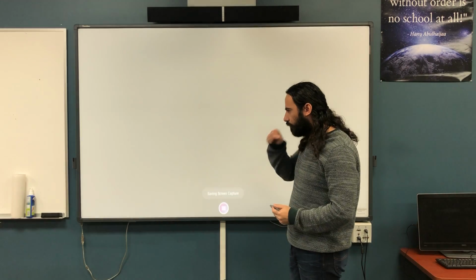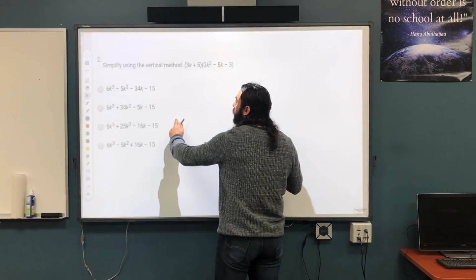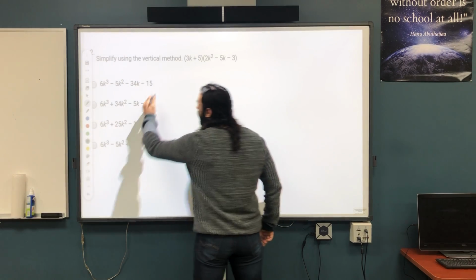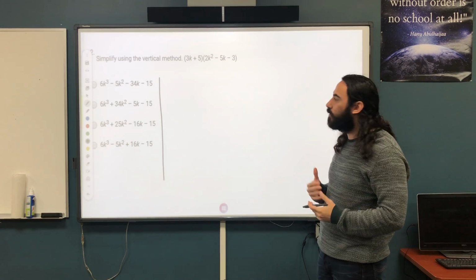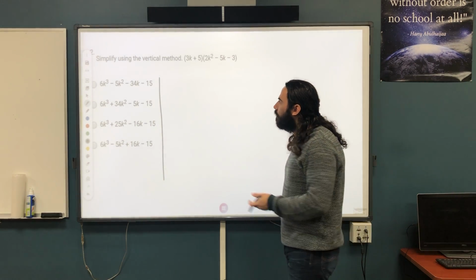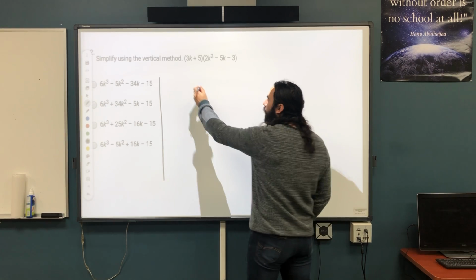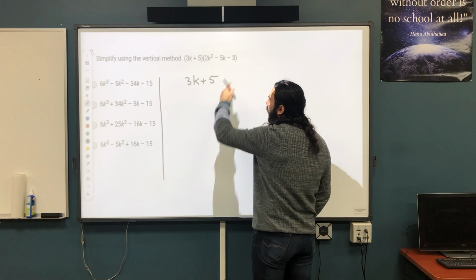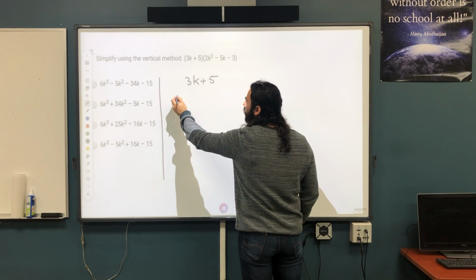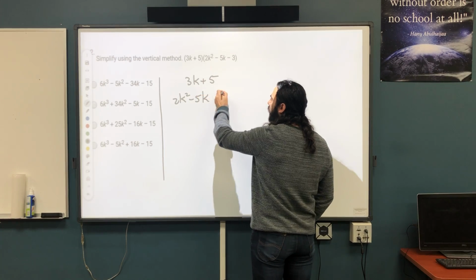Again, guys, this is the same thing. In this case, the vertical method. Again, it doesn't matter which method you use. What matters to me is that you know how to simplify it. The vertical means that you need to put it in a vertical way. For example here, 3k plus 5, and underneath it's going to be 2k squared minus 5k minus 3.